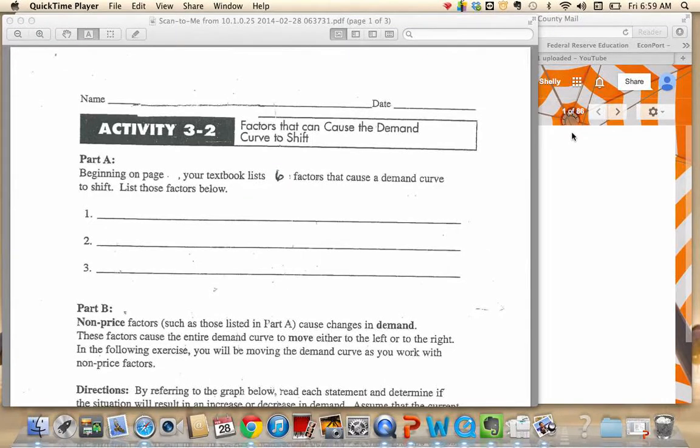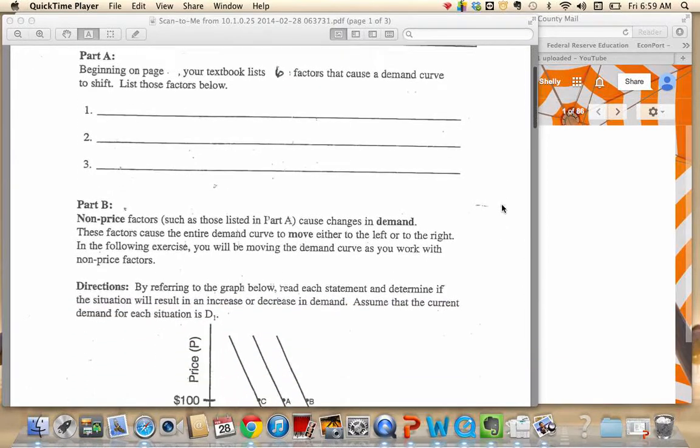Okay, I'm going to help you go through this handout if you need it. Obviously, this first one is not going to be difficult. This is from your notes: the 6 factors that cause the demand curve to shift. You should be able to get those from your notes, so I'm not going to spend any time on that at all.